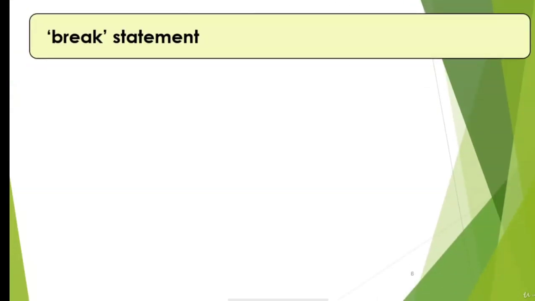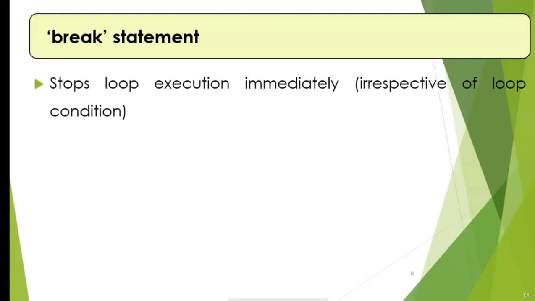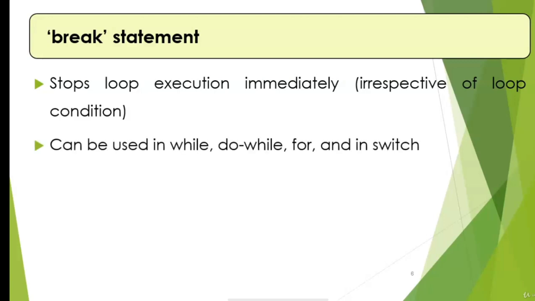Starting with break statement. So break statement is useful to stop the loop execution immediately, and it is irrespective of whether the loop condition is true or false. So whenever you use the break inside the loop, then the loop execution will stop. So break statement can be used inside while loop, do while loop, for loop, and even in switch statement also, that we have discussed in the last sessions. And syntax is break is the keyword. Note that you have to mention the semicolon after the break.